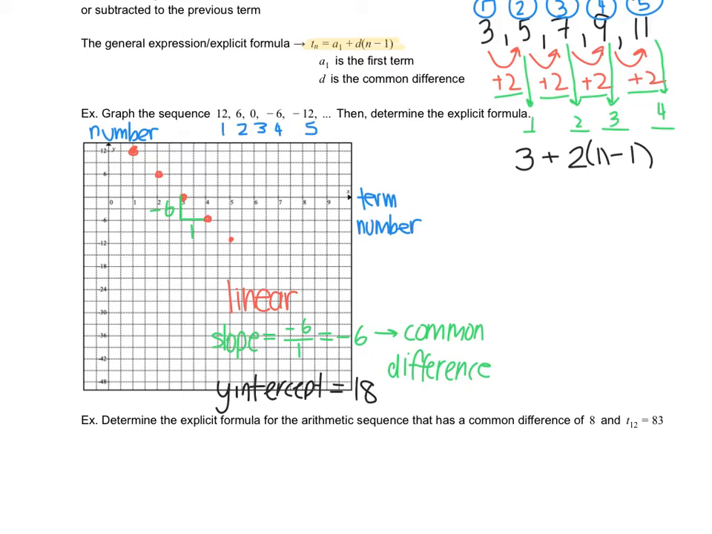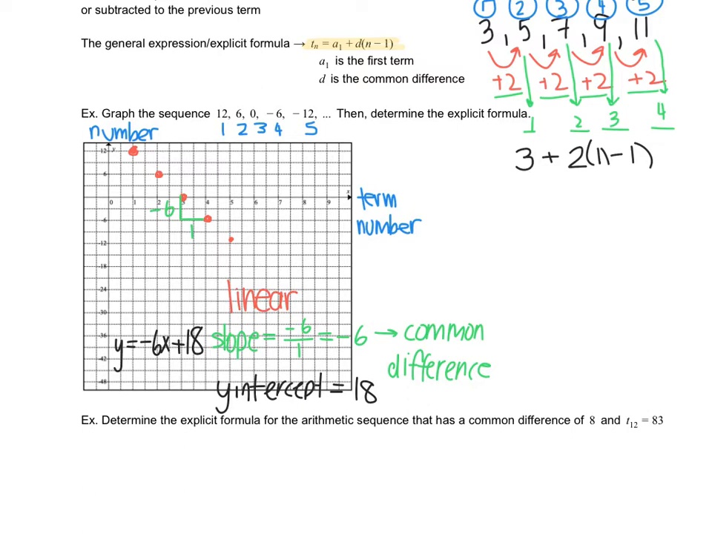So if I were to write my equation in y equals mx plus b, just for fun here, my equation would be negative 6x plus 18. And that's just using our grade 9 knowledge of a line. Now let's actually use the arithmetic sequence here.